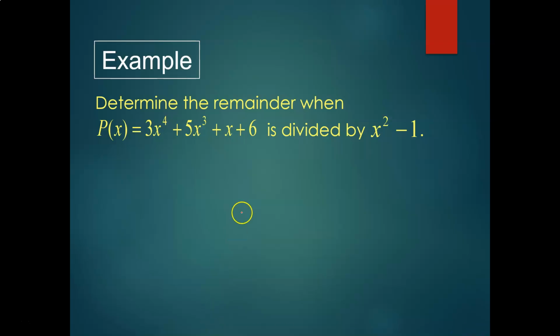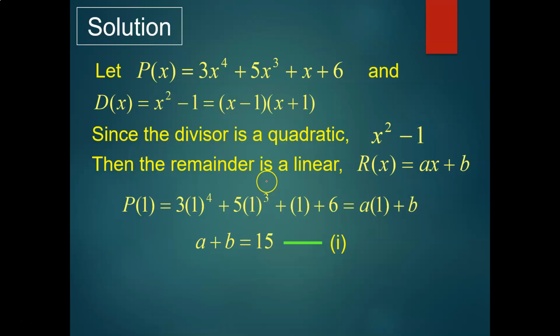Okay, more example. Determine the remainder when ini we need to find the remainder pula. Selalunya remainder diberi. Determine the remainder when px equal to this one is divided by x square minus 1. Okay, so dia bagi dalam x square minus 1. So from x square minus 1, you pecahkan. X square minus 1, dia adalah quadratic. Bila you factorize dia, you get x minus 1, x plus 1. Okay, see, we have two divisor over there.